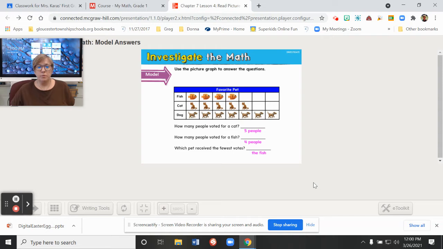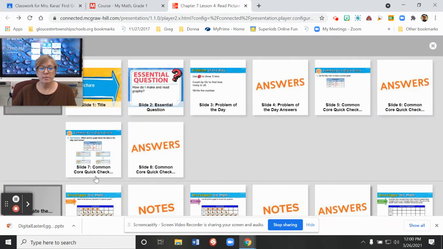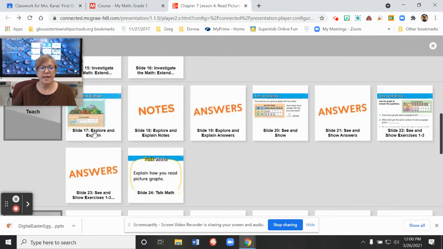Okay, so 5 people chose a cat, 4 people voted for a fish, and the pet that received the fewest votes was the fish. There are so many other questions I could ask from this. It's amazing how much we could learn from looking at a pictograph. Okay, so we're going to do some more of that today.